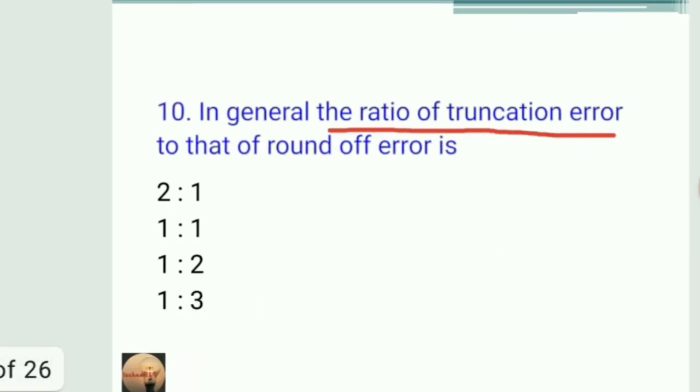It is simply a theoretical question. The ratio of truncation error to that of round off error is how much? That is 2:1. So this is the set of 10 questions based on numerical methods.